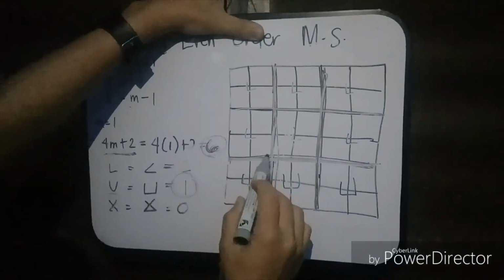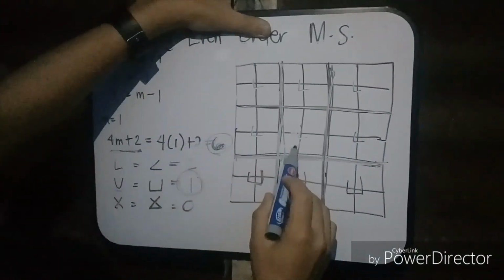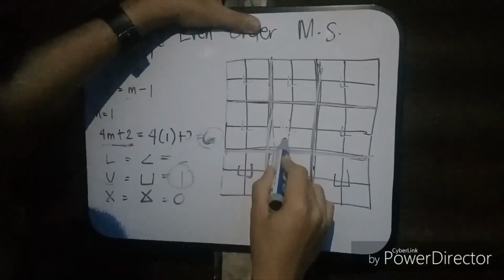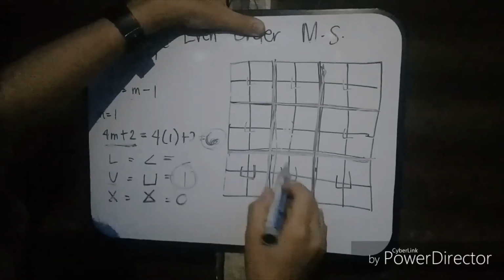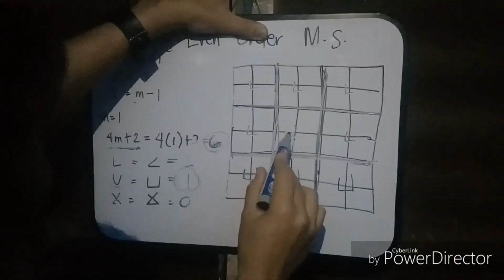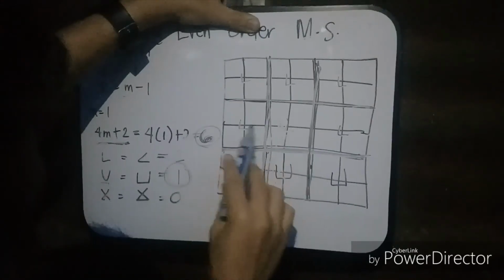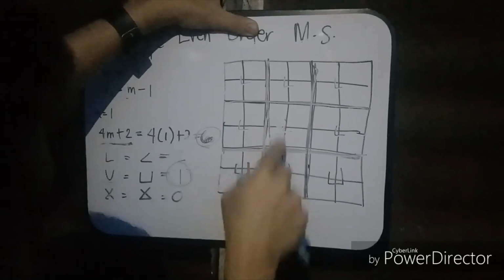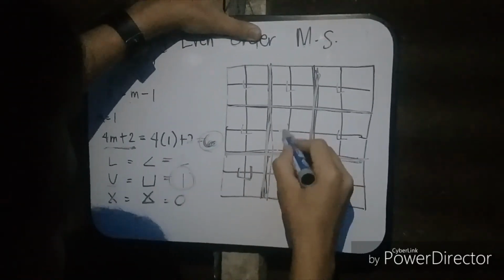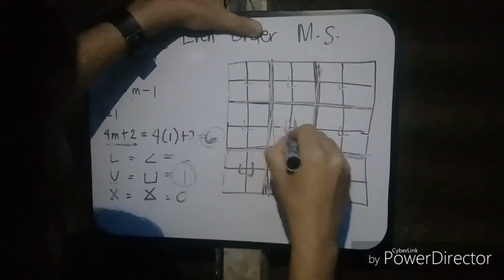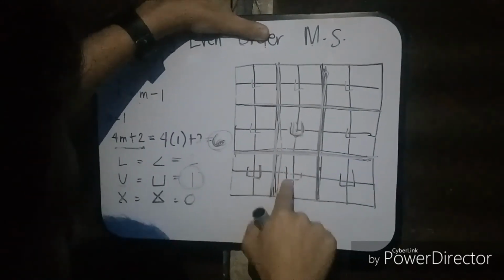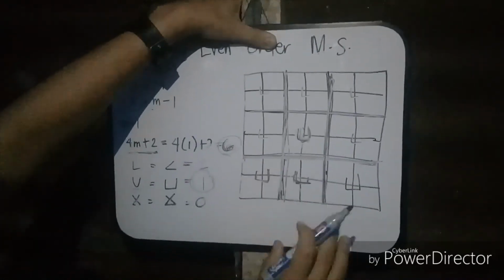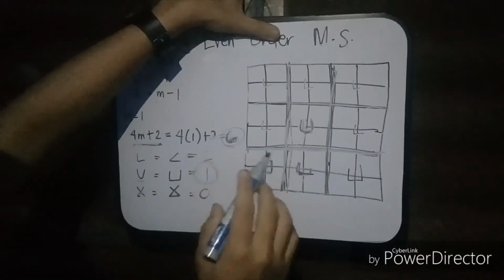There is a condition in this method, the LUX method. The middle cell of the last row of the L pattern will be swapped with the middle cell of the U pattern. So these are the two middles, right? This is the middle of the last row of the L pattern, and this is the middle cell of the U pattern. Let us swap these two. This L will become U, and this U will become L. So this is our final pattern for creating a singly even order magic square.